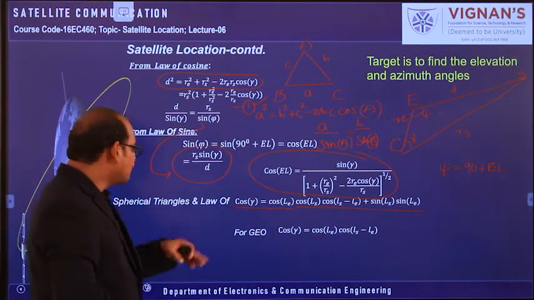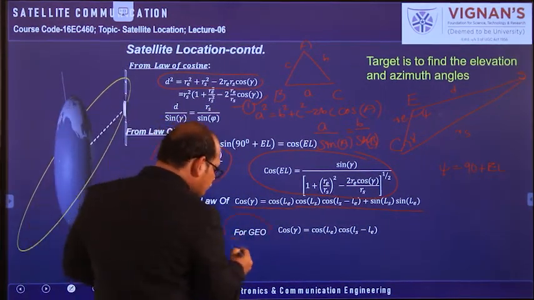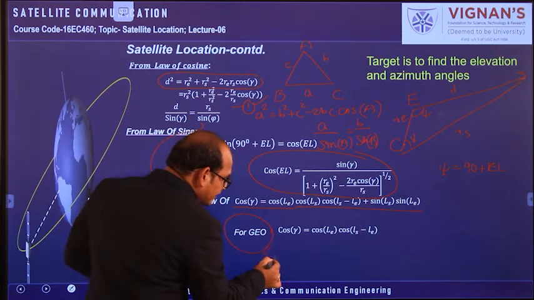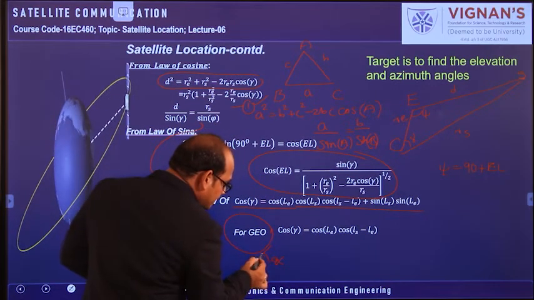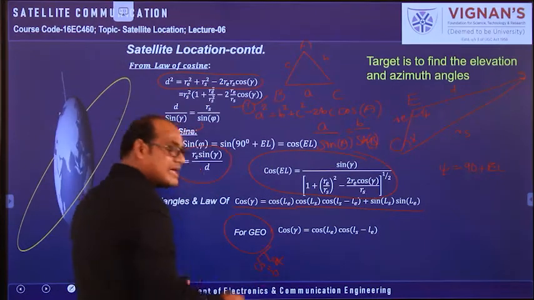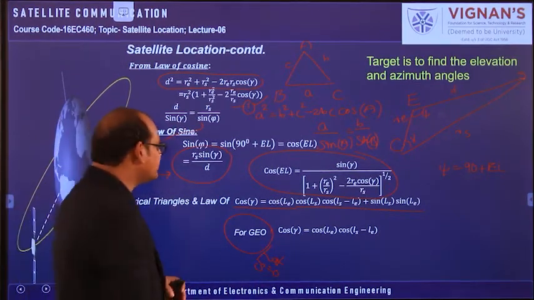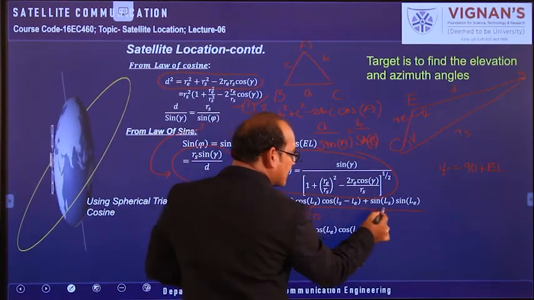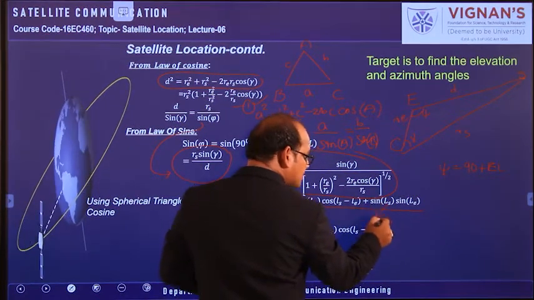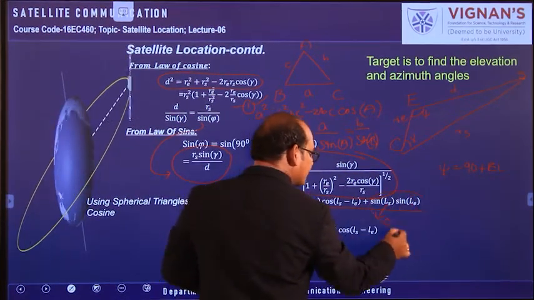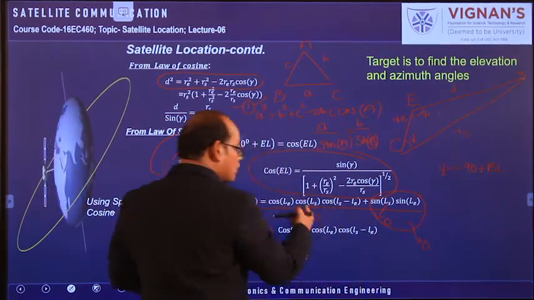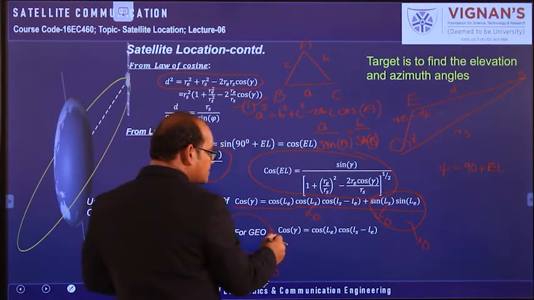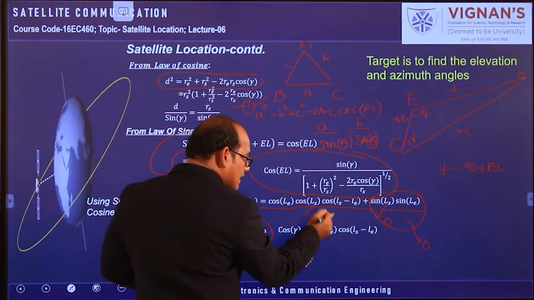Like that this equation is there. But if you see for GEO, that means geostationary orbital satellite, already I have told latitude is 0. That means latitude of the subsatellite point is 0. So if you take latitude of the subsatellite point as 0 in this equation, here LS is there, this has to be made 0. Sin 0 is 0, 0 into sin LE is 0, so this entire thing is going to be 0. Now cos 0 is 1, so 1 into remaining things will remain only, so we can write cos gamma is equal to cos LE into cos of l_s minus l_E.